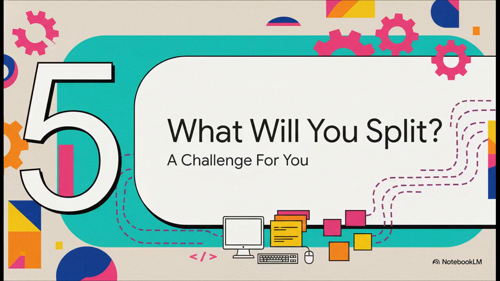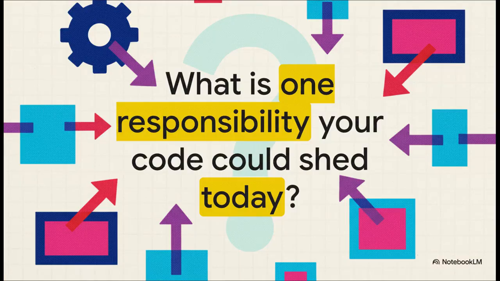All right, so we've gone through the problem, the analogy, and the solution. Now I've got a little challenge for you. It's time to take this idea from the screen and actually put it into practice. I want you to think about the code you're working on right now. I can pretty much guarantee there's a class in there that's doing a little too much. So what's one responsibility you can pull out of it? What's one small step you can take today to make your code just a little more specialized, more focused, and more professional? Go find it.